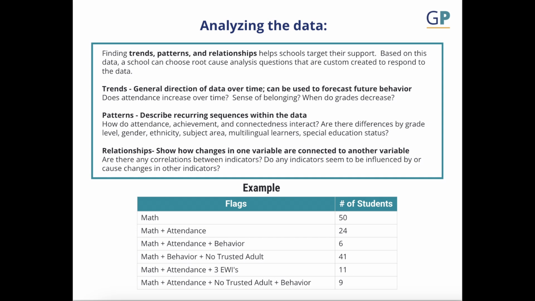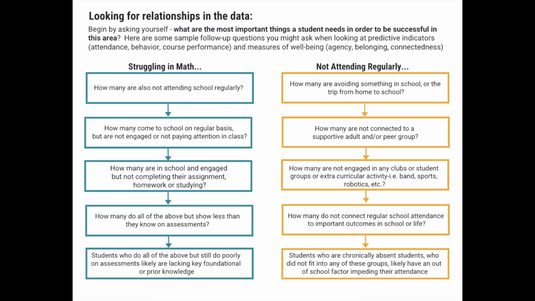In this example, the team looked at the data and decided to focus their efforts on an intervention for the 41 students that are flagging for math course performance, behavior, and no trusted adult. Here is some guidance on how to look for relationships in the data. Begin by contemplating, what do students need in order to be successful in this area? Then consider obstacles or common root causes you may have heard.